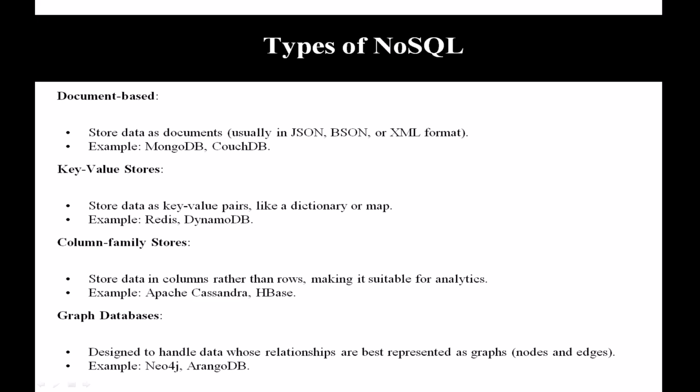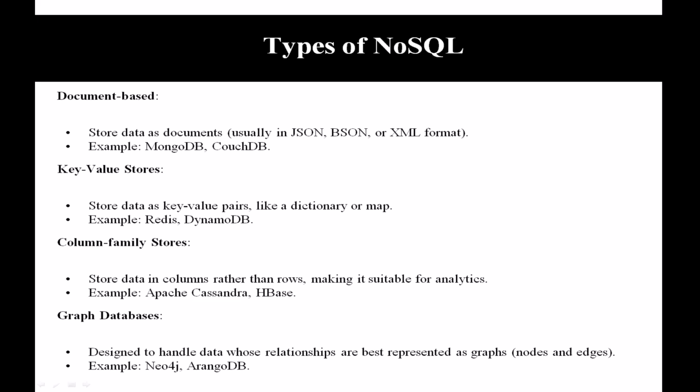Next, key value stores. Basically, in Python, you may have learned about dictionaries, which store key value pairs. In a similar manner, these store key value pairs like a dictionary or a map. Examples are Redis Cache and DynamoDB. These two are huge databases which are used in AWS and Azure technologies. If you use GCP, Google Cloud, it also supports big data.